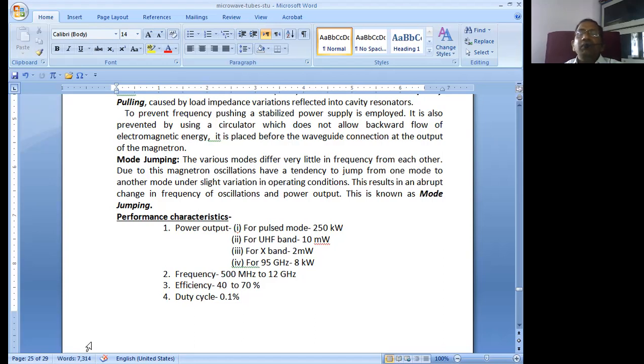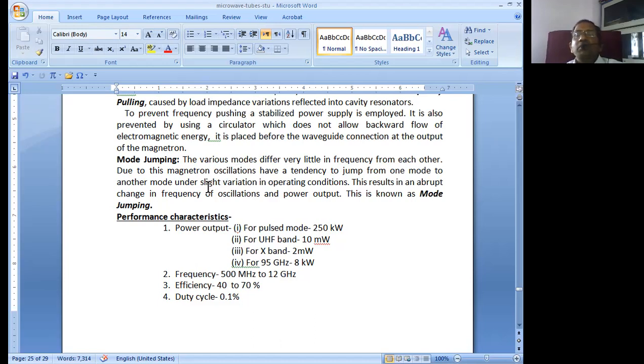So by keeping that in view, the reflected signals should not get generated. So the reflection should not take place. To avoid reflection, we can use a circulator also, to avoid this frequency pushing. This circulator is placed before the waveguide connection at the output of the magnetron. So to the output, we connect the waveguide, and to the output of the waveguide, we connect the circulator. Like that, we avoid this frequency pushing.